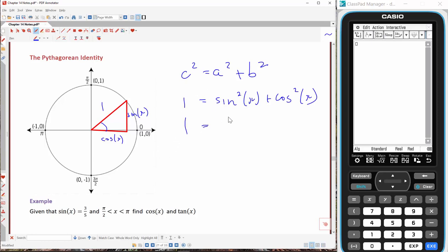So this is the equivalent to sine of x all squared plus cosine of x all squared. This notation is also acceptable. This is the more common one that you'll see. Okay, so this doesn't mean square sine and then multiply by x. This is actually meaning sine of x all squared plus cosine of x all squared. All right, so that's the Pythagorean identity.